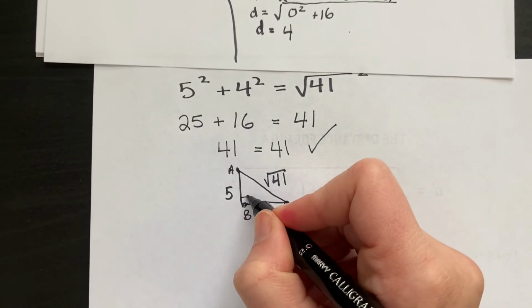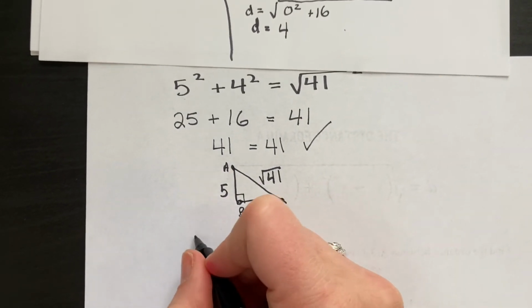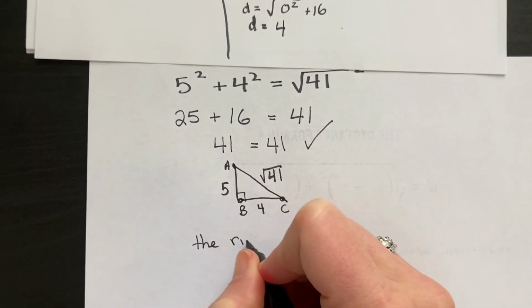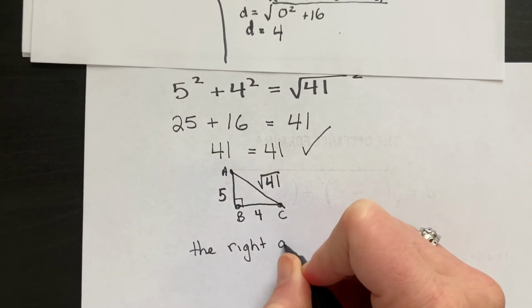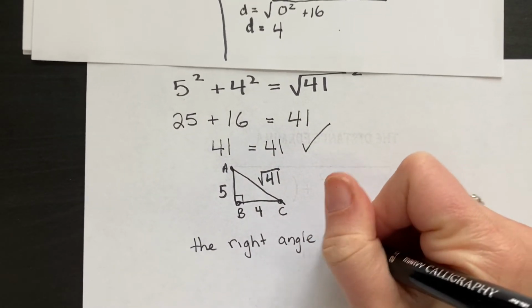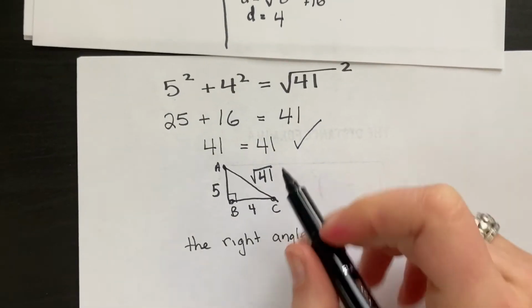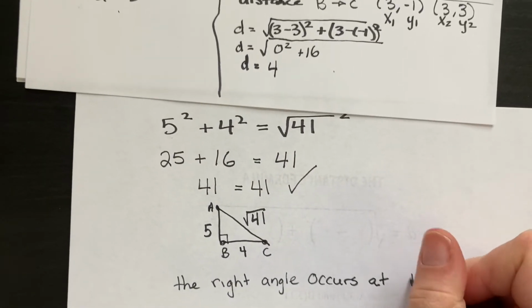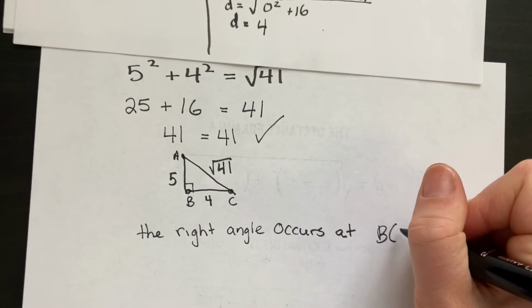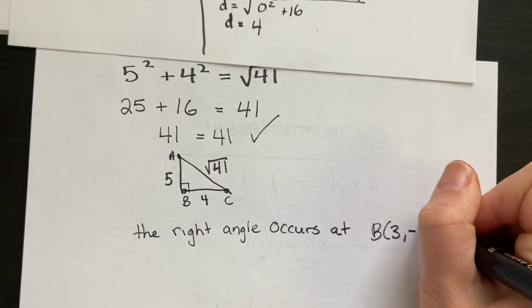So we know our right angle triangle. So the right angle occurs at our point B. And our point B was 3, -1.